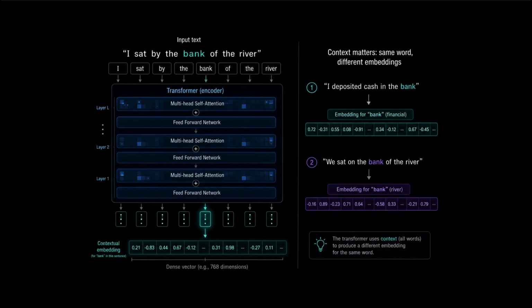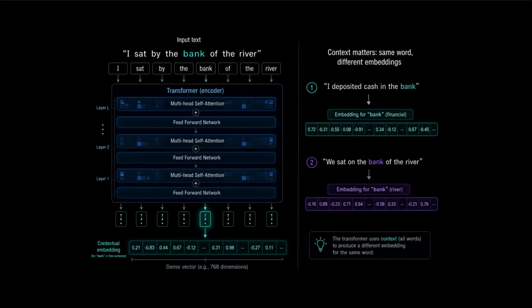The older word2vec style models gave one embedding per word, that is just one fixed vector, no matter where the word appeared. But language doesn't really work that way, right? Take the word bank. In the phrase river bank, it refers to the side of a river, and in the phrase bank account, it refers to a financial institution. Completely different meanings, same exact word.